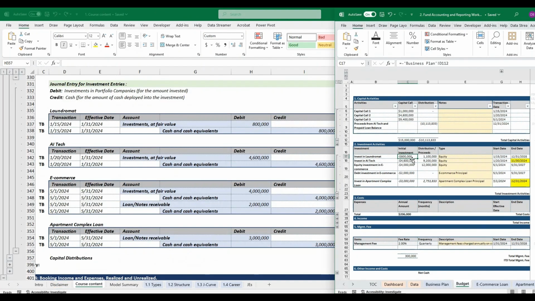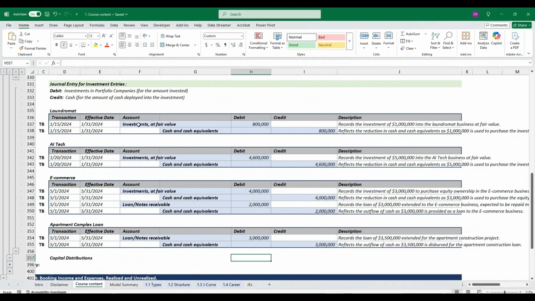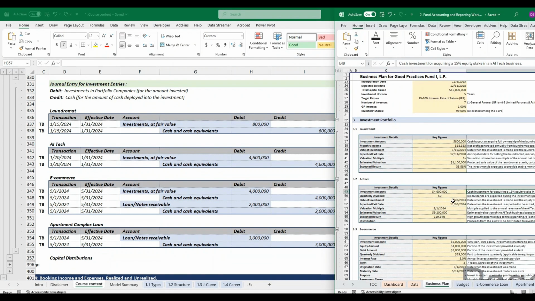First of all, we're going to deploy $800,000 into the Laundromat. That is at the date of January 15. So in this entry, we're going to debit investment at fair value $800,000. And then we're going to credit our cash. This is the same process to book the AI tech, since we invest 15% of the equity stake in the company.